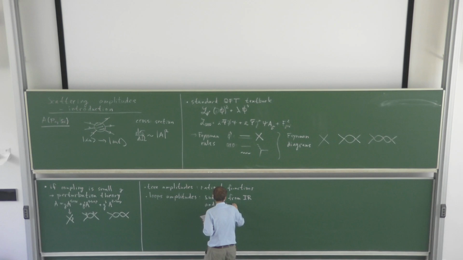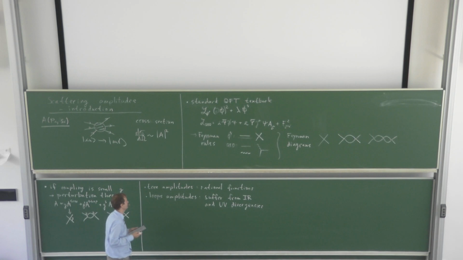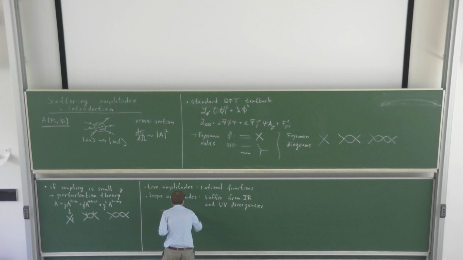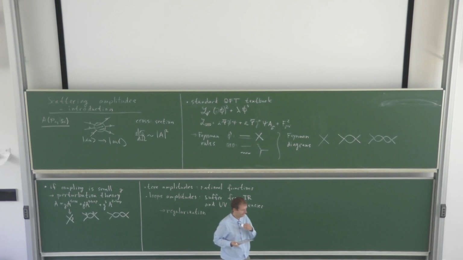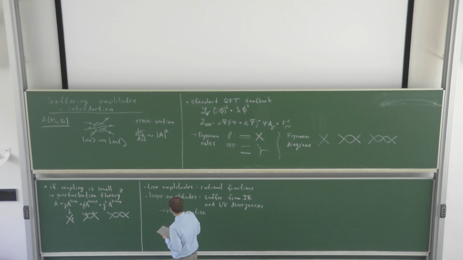So in order to make some reasonable calculations and predictions, we have to regulate. So we have to choose a regulator. One choice is dimensional regularization. Then instead of doing the calculation in four dimensions, we shift the dimension a little bit, and that regulates the divergences.